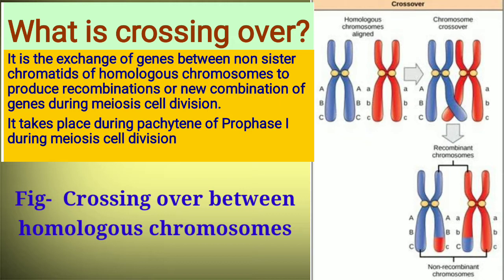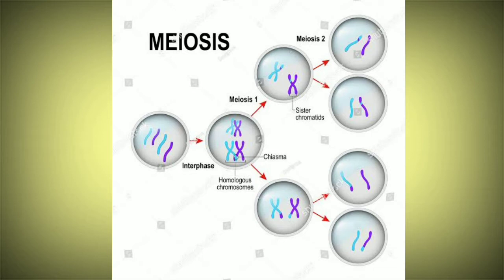Homologous pairs means the maternal and the paternal chromosome that have the characteristics to express a particular character, present within a diploid cell. This pair in a diploid cell, contributed by both the mother and the father, is called the homologous chromosome, and it bears non-sister chromatids. Crossing over is the phenomenon when the exchange of genes takes place between the non-sister chromatids of the homologous chromosomes, which brings new combinations, or in other words recombination, during meiosis cell division.